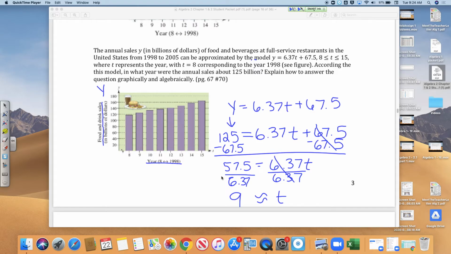So looking at the graph, this is the bar we would be looking at, which I can see is a little bit above 120, so it looks like it would be 125. So technically, it would be year 1999, since it's about 9.